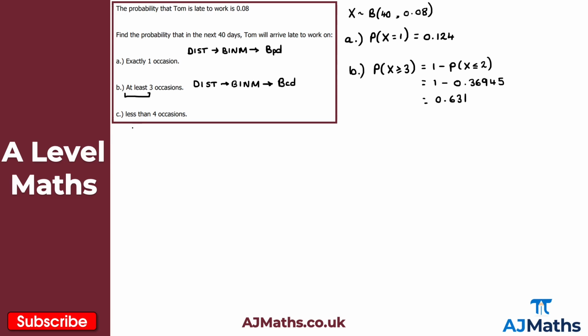And then finally for part C, it says less than 4 occasions. So again, I need to take this statement here and translate that into a basic probability. So if it's less than 4 occasions, I'm saying here that we're looking for the probability that x, our random variable x, is strictly less than 4. Okay, hopefully that one's quite obvious. So the probability that we're actually looking to find, well, we want values 3, 2, 1, and 0. Okay, so we're looking for the probability that x is less than or equal to 3.